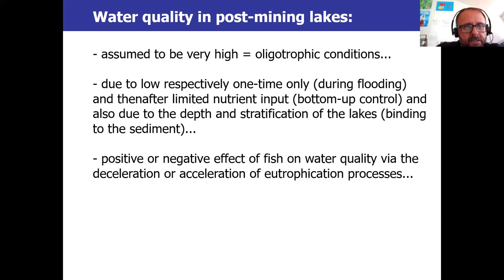In the post-mining lakes, it is generally assumed that the water quality will be very high. We should have oligotrophic conditions, due to low, respectively one-time only, and then limited nutrient input. So the system is going to be mainly bottom-up controlled, by the nutrients, not that much by the top predators, what is called top-down control. And also due to the depth and stratification of the lakes, because most of the lakes are going to be extremely deep, and in these lakes the nutrients are usually bound to the sediment. But the positive or negative effect of fish still remains.